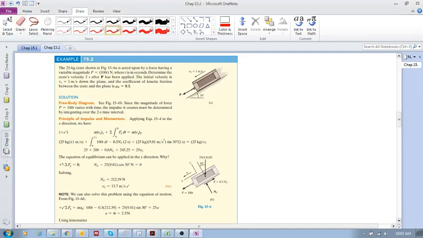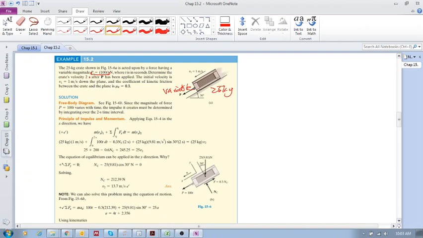So if we look at example 15.2, the only difference really with this problem is that now we're looking at an applied force that is variable. Okay, there's nothing really too fancy about this. The previous problem we did, we looked at a constant force that was being applied, which means that it was a constant impulse, but now we have a variable force, and this variable force is P equals 100t. So we've got a crate here, it's 25 kilograms, and it has this variable force of 100t.